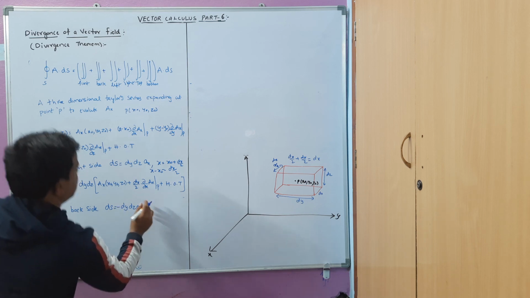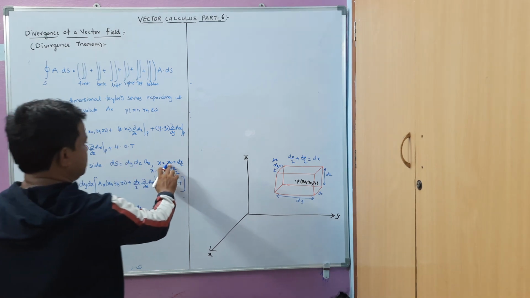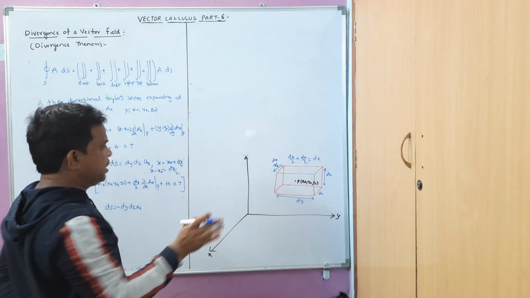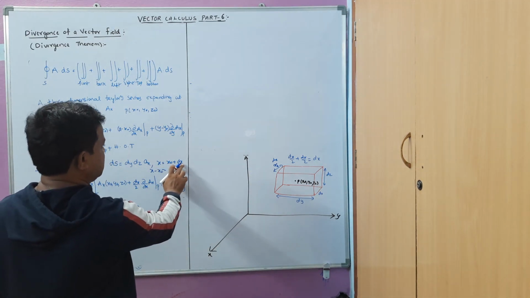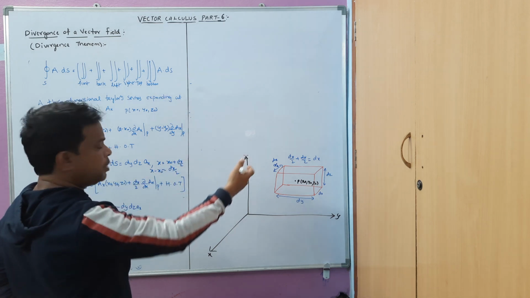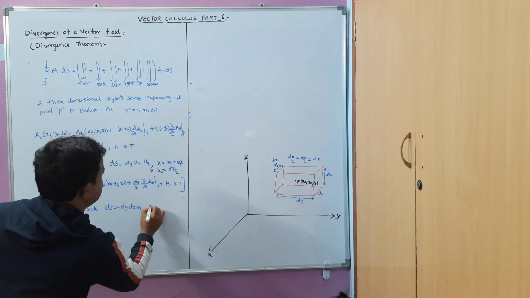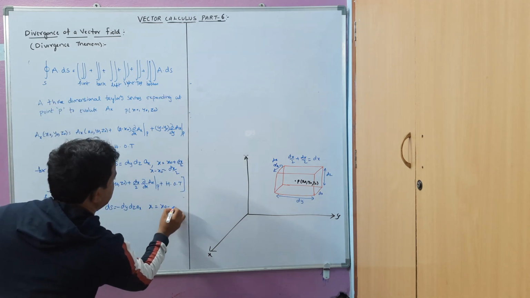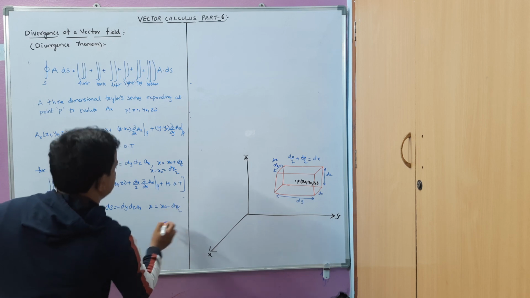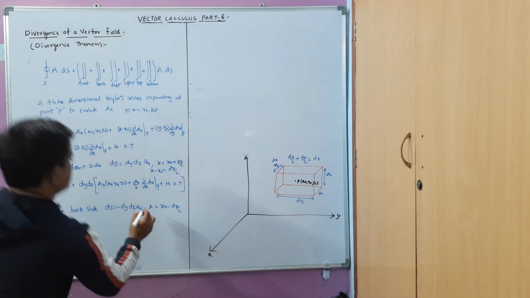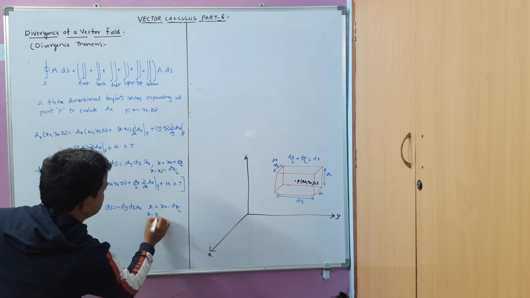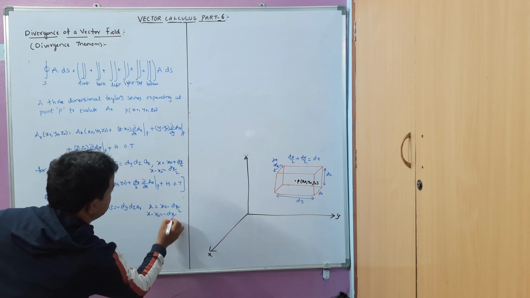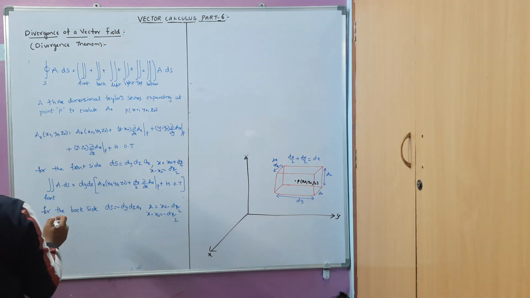Okay, for the front side we are taking x naught plus dx by 2, and at the opposite side we are having x equal to x naught minus dx by 2. So what we get here is x minus x naught equal to minus dx by 2. So that is what we get here.